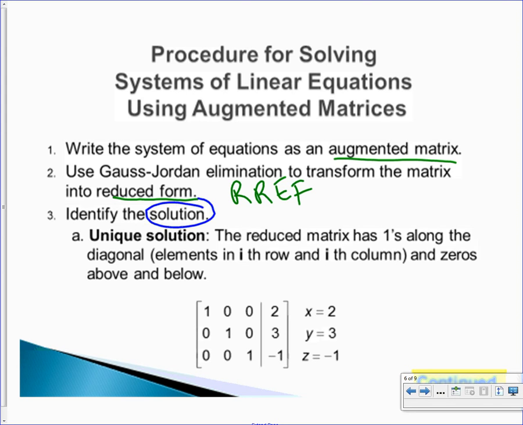Now, there are a couple different outcomes. First, you could have one unique solution. If you have one unique solution, you're going to see your 1s down your main diagonal, and you'll see all your 0s everywhere else. If that happens, the last column has your solutions, and they're going to go in the order of the variables. So if this column represented x, and then y, and then z, the top answer represents x, y, z. So we read left to right, and we read our answers going down in the same order.